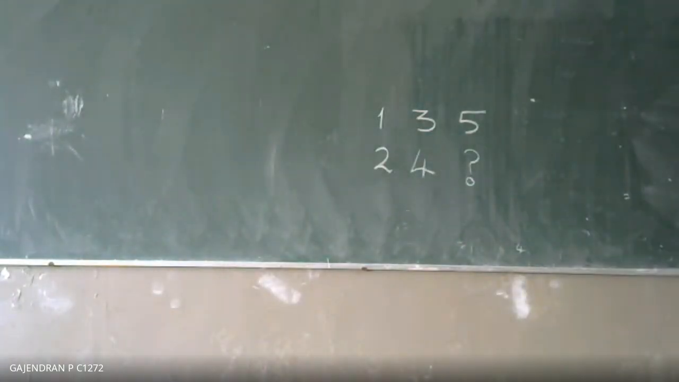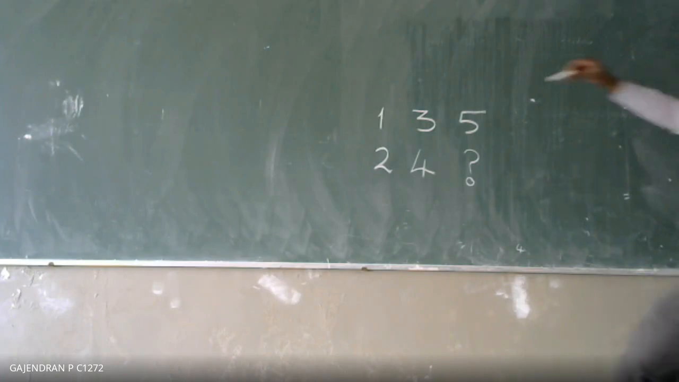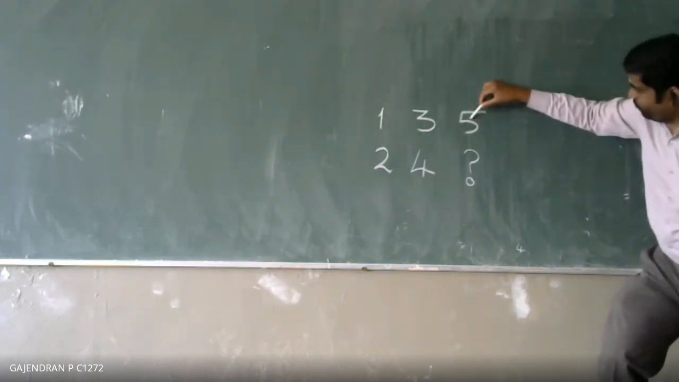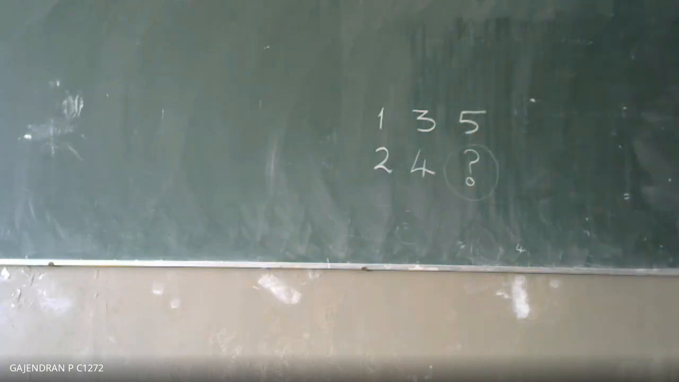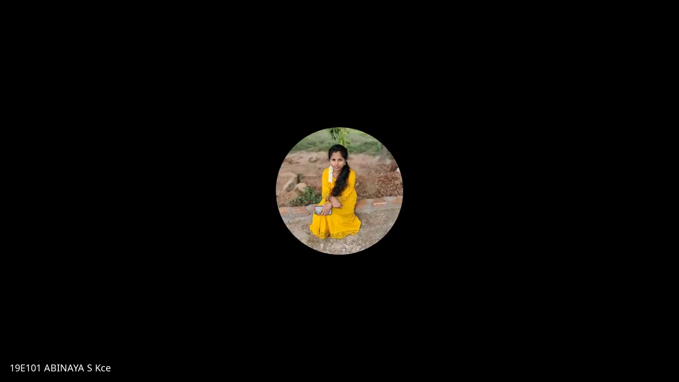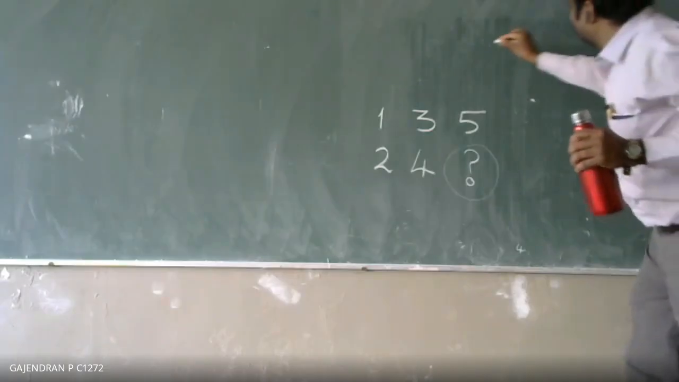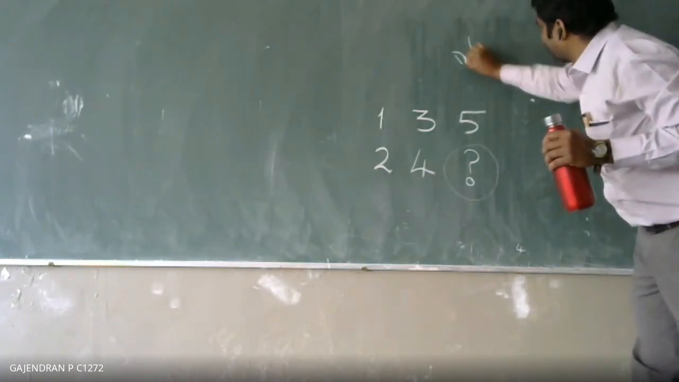I have written a few numbers with one question mark. Am I correct? One, three, five, two, four, what is it? Six, sir. Okay, good, done. First answer: six.